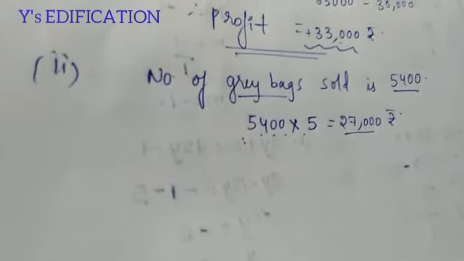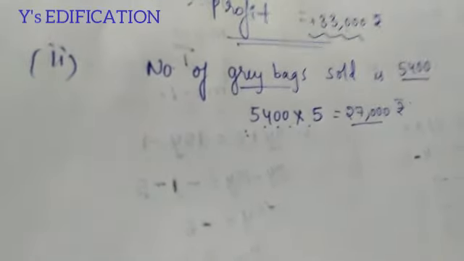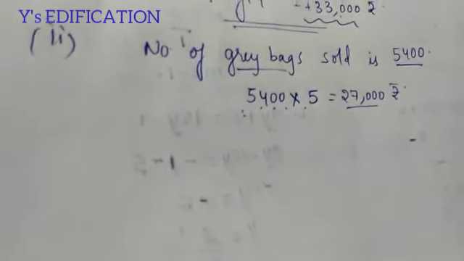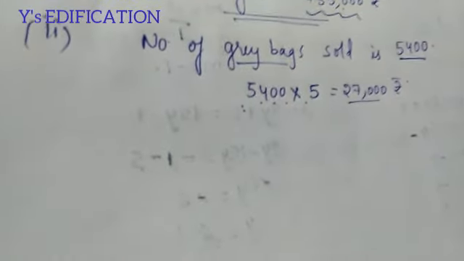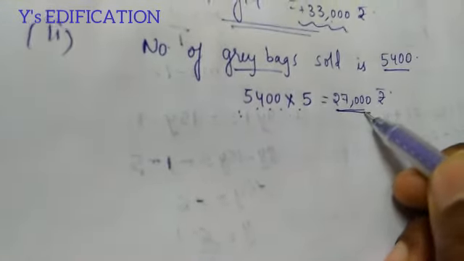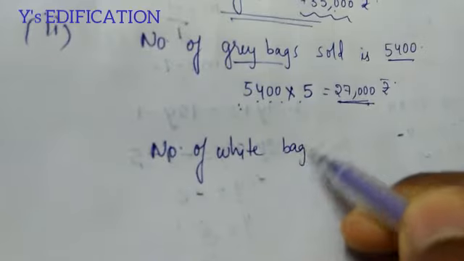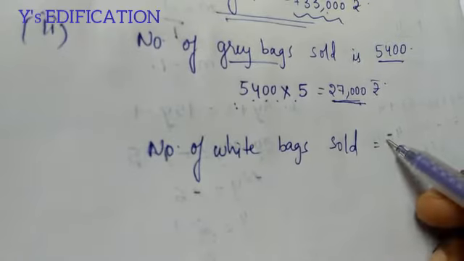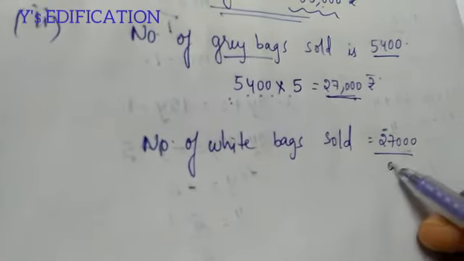So what are they asking now? To gain neither a profit nor a loss. They shouldn't get a loss or they shouldn't get a profit. So to gain neither a profit nor a loss, how many white bags do they have to sell? For one white bag, they will get a profit of 9 rupees. Here we have a loss of 27,000, so we have to cover this loss. Number of white cement bags sold is equal to 27,000 is the loss, and for one bag, 9 rupees is the profit.